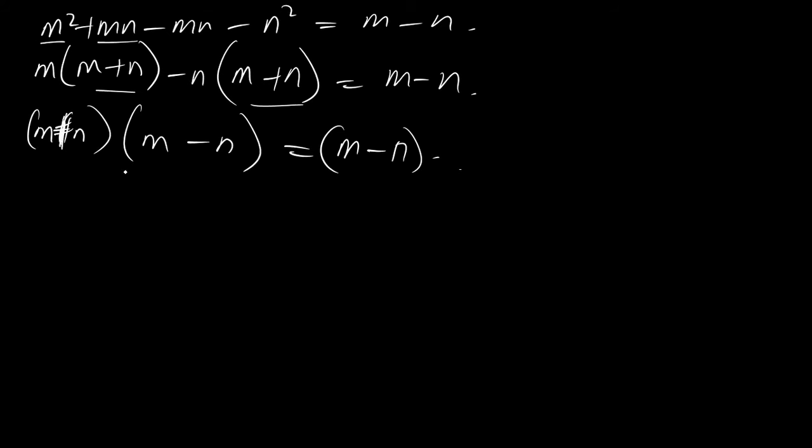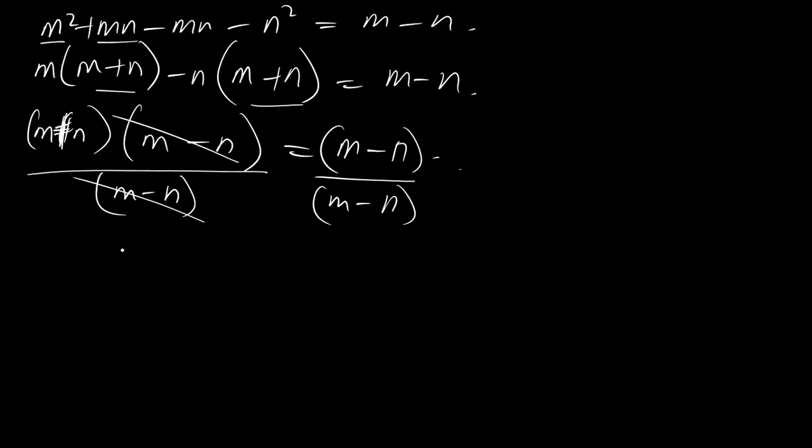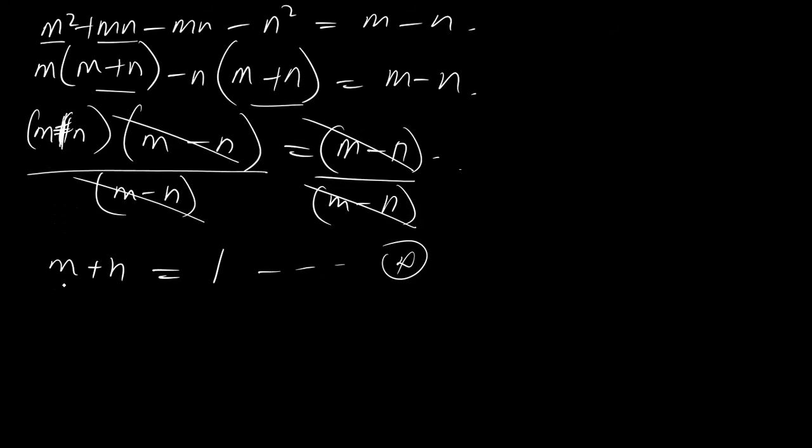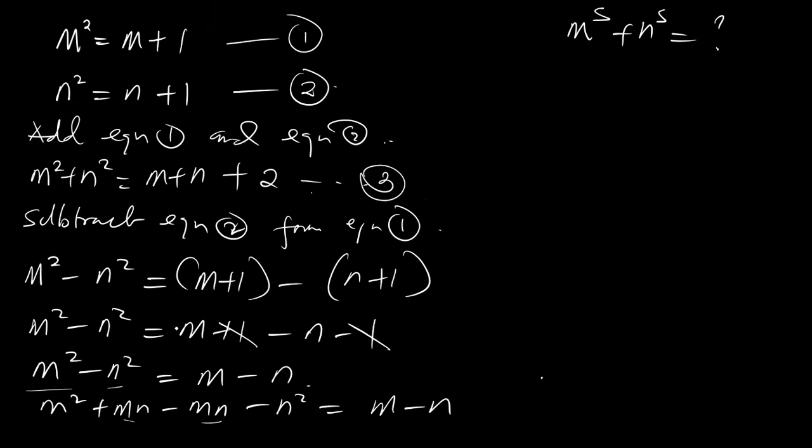Now if we divide both sides of this equation by m minus n, this will cancel out. You have m plus n equal to, this one cancels out, so you have 1. This is equation 4. Now we have gotten m plus n to be 1. Now substituting m plus n equal to 1 into equation 3.